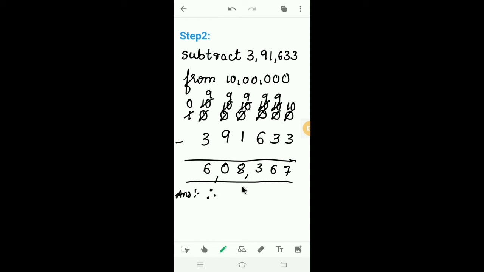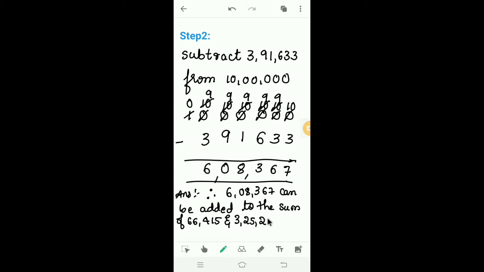Therefore, 6,08,367 can be added to the sum of 66,415 and 3,25,218 to get 10 lakh.